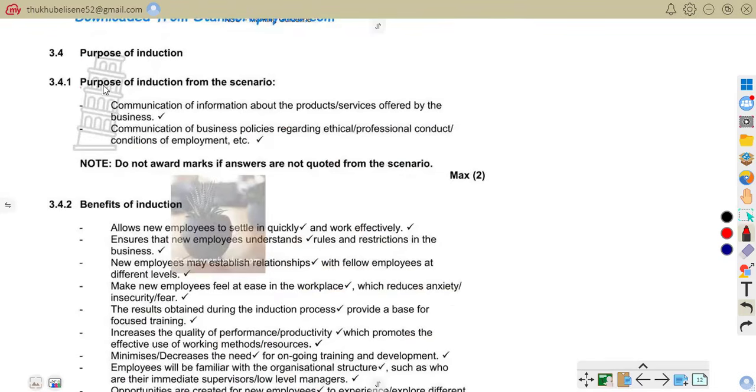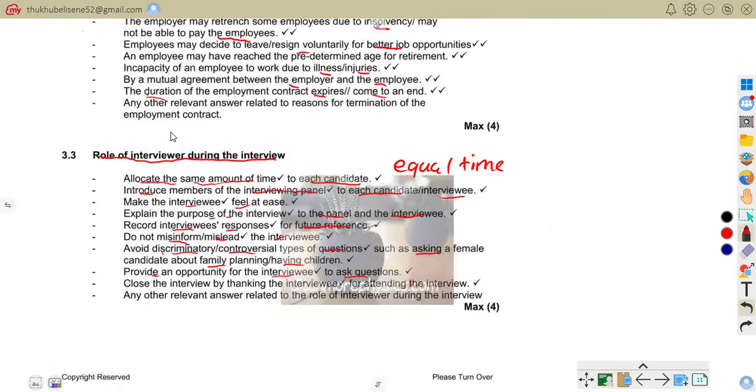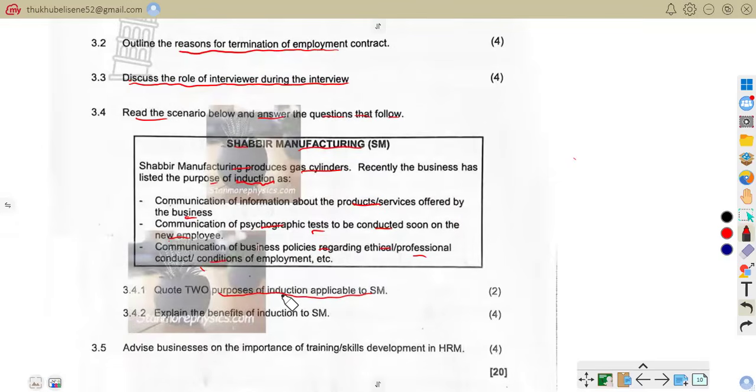So here we are, 3.4, purpose of induction. Communication of information about the products or services offered by the business. Communication of business policies regarding the ethical conduct, condition of employment act. So those are the two purposes of induction. These are the purposes of induction, because you're going to communicate information about the product and service offered by the business to these new employees. So they're going to know about the product and service fully. Also, you're going to communicate the psychographic test to be conducted soon on the new employees. So that is that.